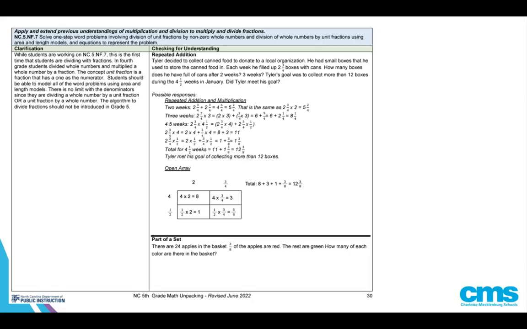First of all, I want to say that the paragraph and standard are NF7 on page 30, but the check for understanding section on the right is still NF4. And really, NF4 goes halfway through the next page. So if you were confused, there was good reason. The check for understanding for NF7 begins on page 31, where it says unit fraction divided by a whole number. There are several important things to consider on this page, however.